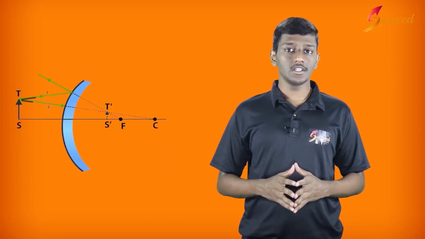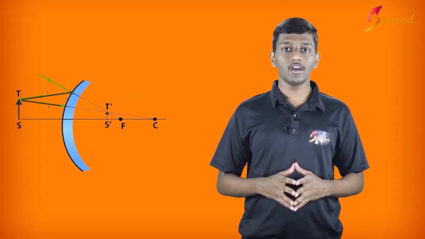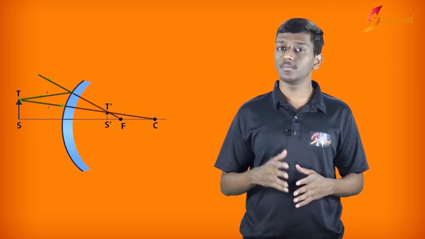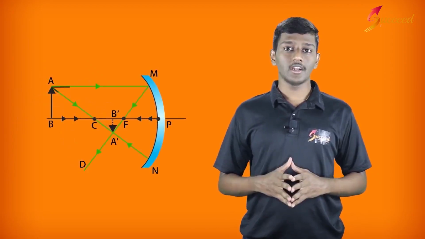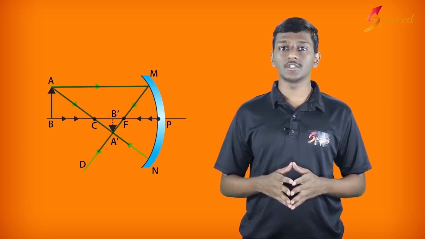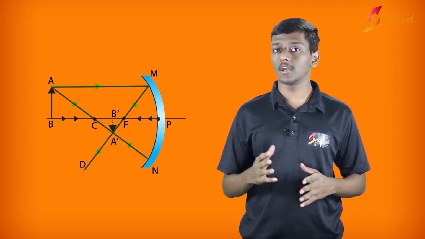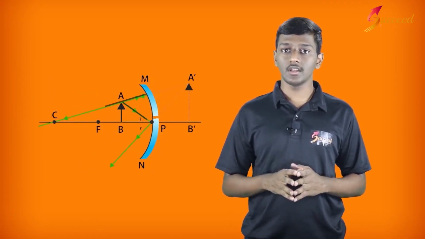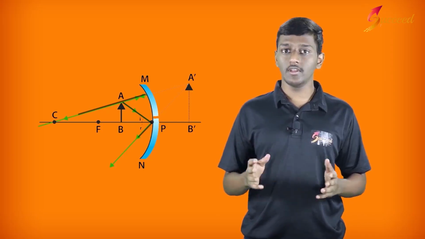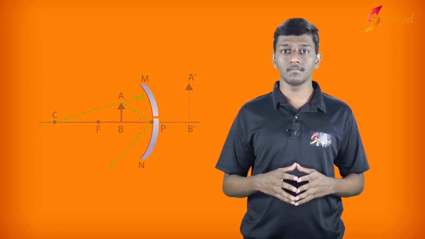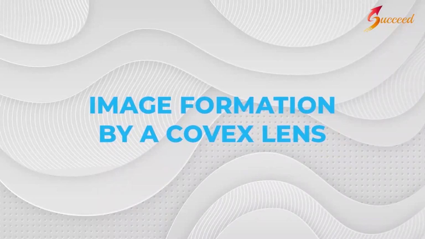A ray of light passing through the principal focus, after refraction from a convex lens, appears to be passing parallel to the principal axis. A ray of light appearing to meet at the principal focus of a concave lens will emerge parallel after refraction from the concave lens. A ray of light from the object passing through the optic center will emerge without deviating, irrespective of a convex or a concave lens. Now let us study the image formation by a convex lens.